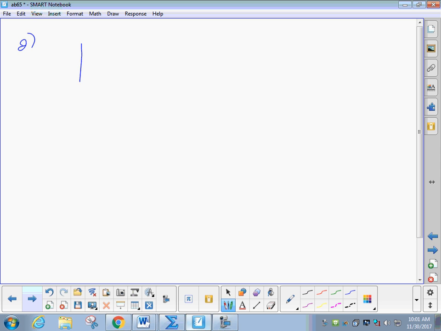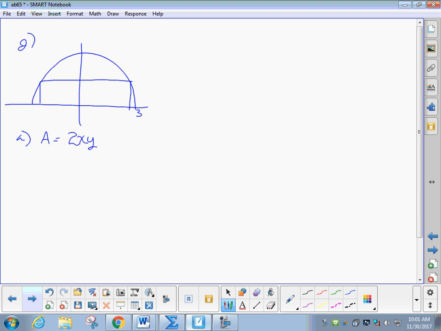Okay, so you have a semicircle, and a rectangle is to be inscribed within. This circle has a radius of 3. First of all, let's check your area equation. What's the area equation for the rectangle? Before you do any substituting, what is it? 2xy. Super. How did you get it down to one variable, or one independent variable?